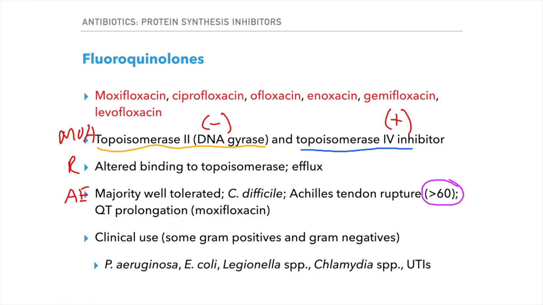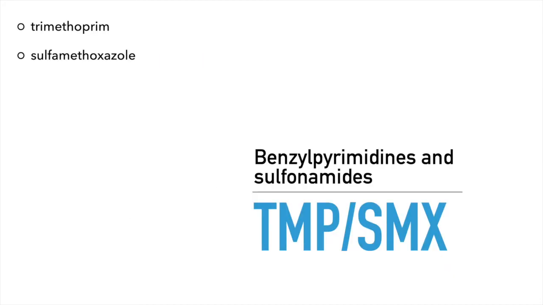Clinically, the fluoroquinolones do have quite a broad spectrum. The main focus is on gram-negatives, but fluoroquinolones do cover some gram-positives. I've listed some of the more clinically relevant coverage for the fluoroquinolones below, and this includes P. aeruginosa, E. coli, Legionella species, chlamydia species, and fluoroquinolones are a drug that you will see used in the treatment of urinary tract infections.